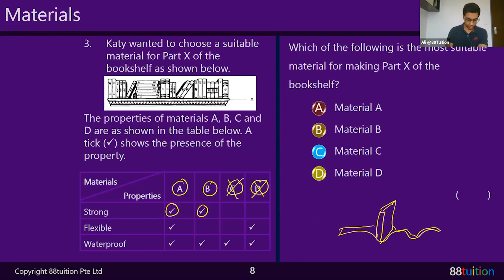A is flexible. Oopsie. I don't want it. I need it to be not flexible. So these are the answers. So this one is wrong. This one is wrong. So the circled ones are the ones going to be there.